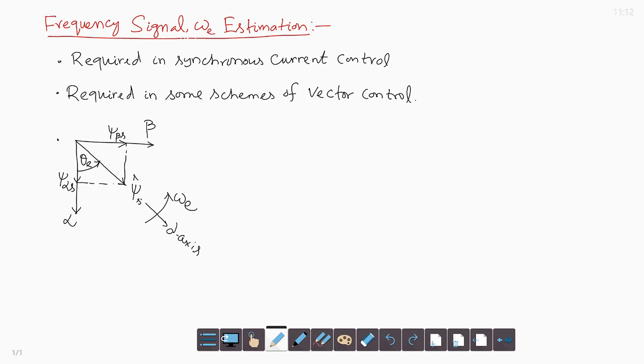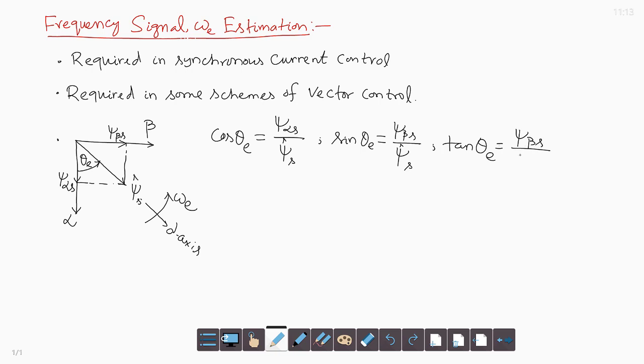So, from this vector diagram you can see cos theta e is psi alpha s by psi s hat, and sin theta e is psi beta s by psi s hat. Now from these two equations you can get tan theta e is psi beta s divided by psi alpha s.